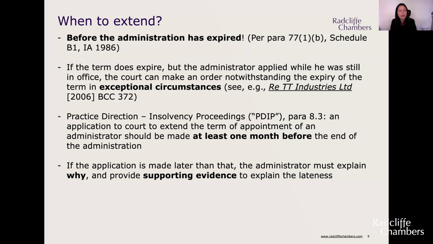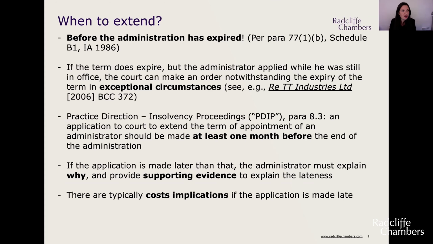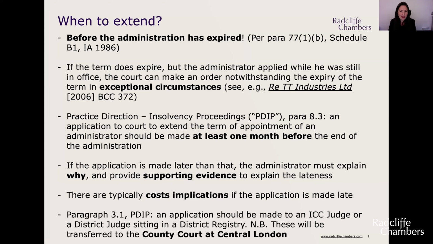You haven't lost your opportunity, but the administrator has to explain why and provide supporting evidence to explain why it's late. If that's just we forgot, then you should be upfront about that. If there's an error, if a fee earner was on holiday or something similar, if the diary didn't sync and the diarized reminder wasn't there, then just say, but you should provide some evidence of the reasons for that. And the effect will be costs. You won't get your costs of making the application provided for typically, unless you've got a friendly DJ or ICC judge who you can persuade you should have your costs anyway.